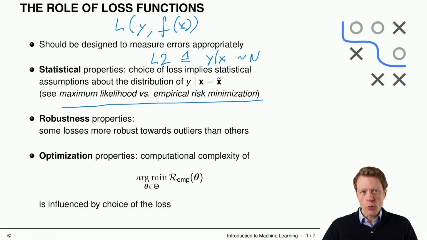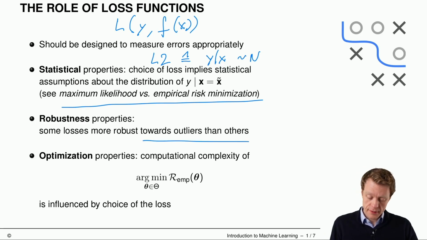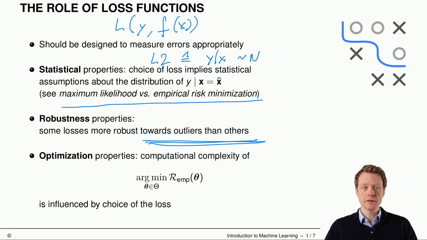Losses hopefully are robust, or it helps if they are robust against fitting to outliers. Some losses, such as the L2 loss, are not that robust against outliers, which means that one single outlier can affect the L2 loss very harshly. But the L1 loss, for example, is more robust, and we will see other losses later.